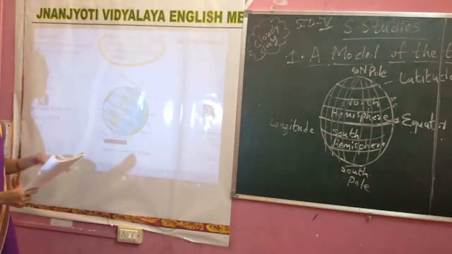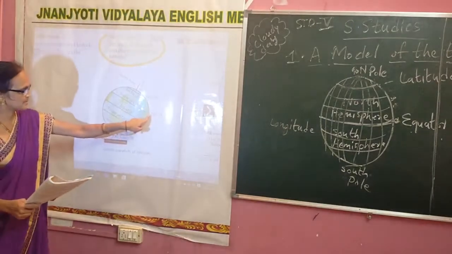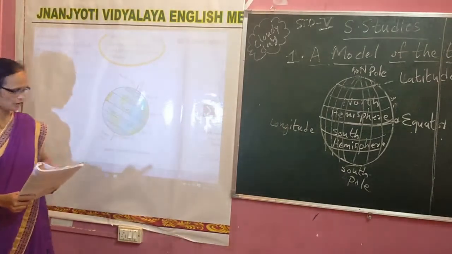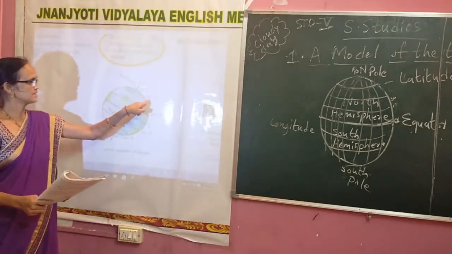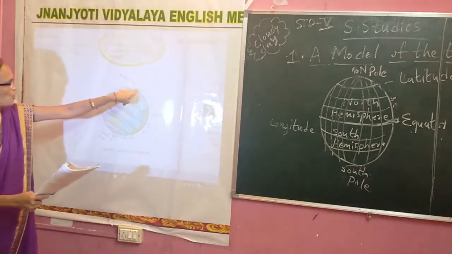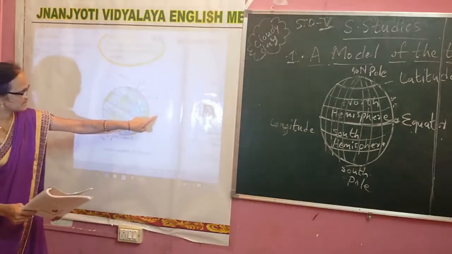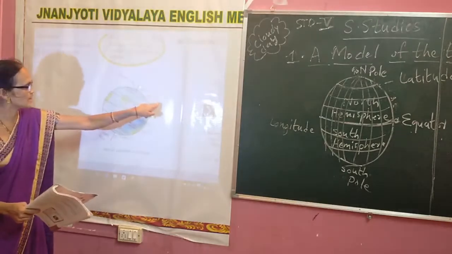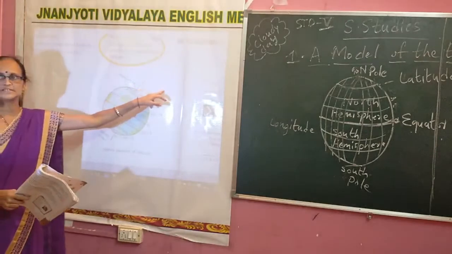Next comes the Tropic of Cancer, and the measurement here is 23.5 north. Next comes the Arctic Circle, that is 66.5 north. Next comes the North Pole, 90 degree. As I told you, it starts from 0, next 23.5, next is 66.5. Next, when you come to the North Pole, you find 90 degree north.